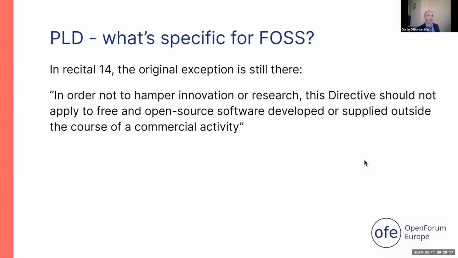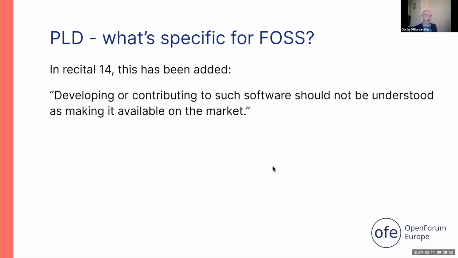What I will discuss quickly is the parts of the Product Liability Directive which are specific to free and open source software. So I showed you at the start the text which was in the original proposal from 2022 when I put it side to side with the text of the Cyber Resilience Act to show how similar they were, but also a little bit different. So in that original text, there was this exemption for free and open source software. Since the original proposal, there has then been some parts added and mostly good parts.